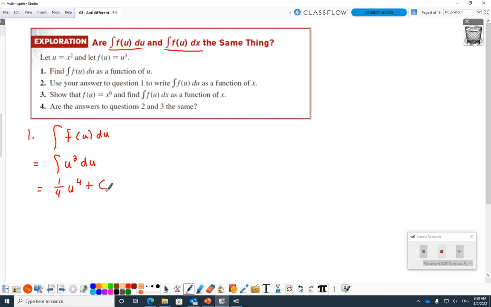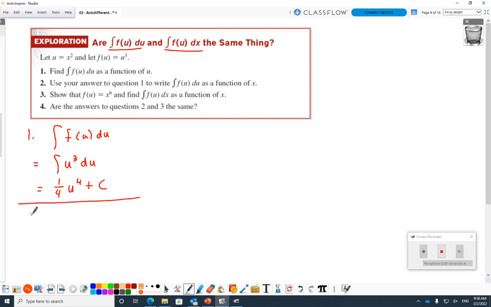Find integral of f of u du as a function of u. Oh, I did that. I'm done, number 1. Okay. There's something about the wording here that makes me go slow. I'm nervous about the wording here. So number 2. Can I fit it in here? I don't know. Number 2.